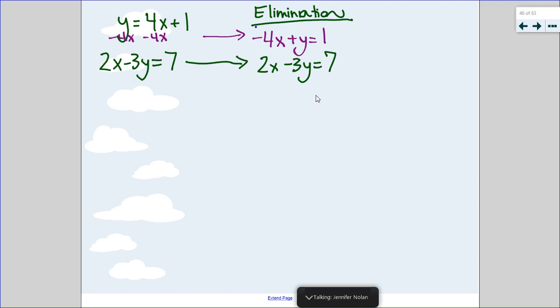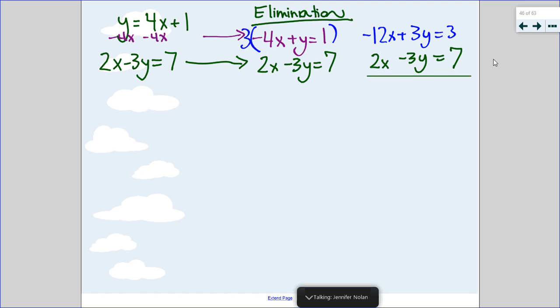Okay, so if we take the top equation and multiply it by 3, let's see what happens. We get negative 12x plus 3y equals 3. And just a reminder, you have to multiply all 3 of these terms by 3, even what's on the right of the equal sign. Now I'm going to recopy my bottom equation. Now you look, if I add these together, do any of my variables eliminate?